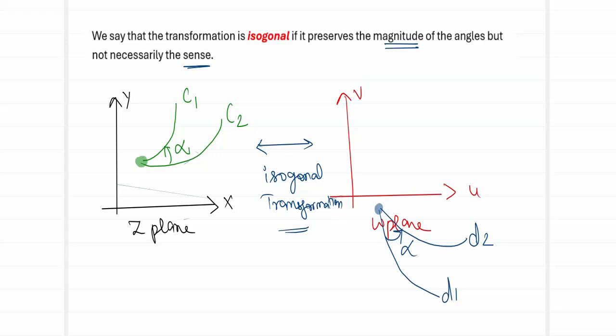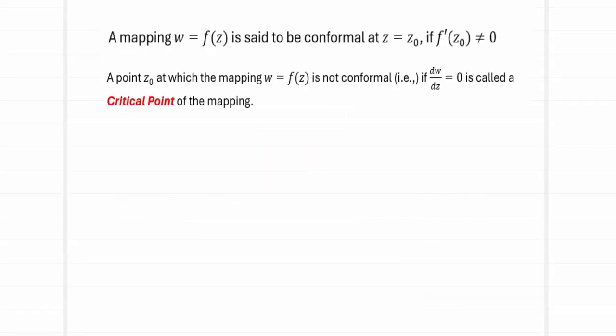Now, there are going to be ways by which I can show that a mapping is going to be conformal. How can that be done? A mapping w equal to f of z is said to be conformal at any point z equal to z naught if the derivative at that particular point is not equal to 0. So, if I can show that the derivative exists at a particular point, then the mapping is said to be conformal at that particular point.